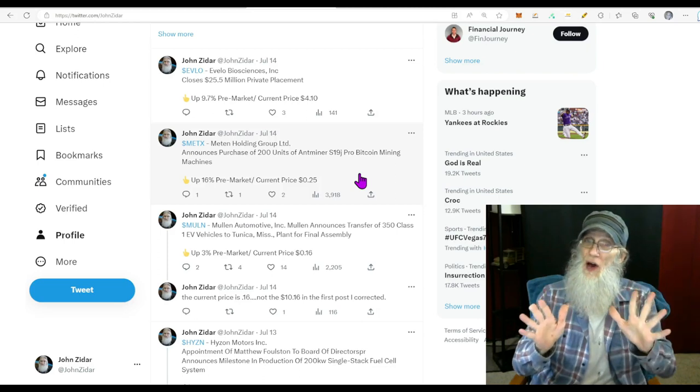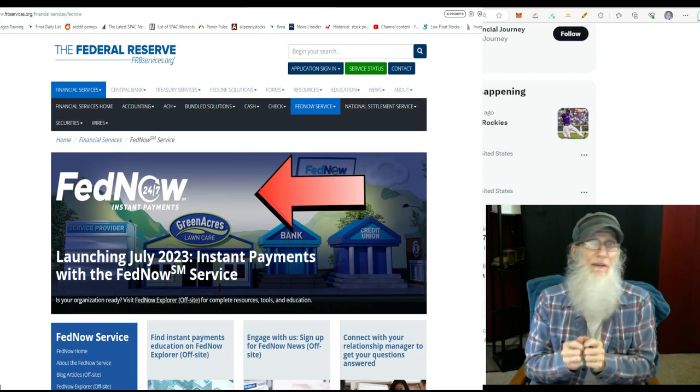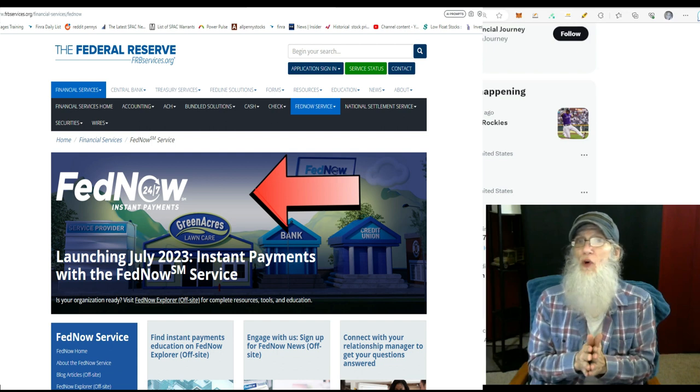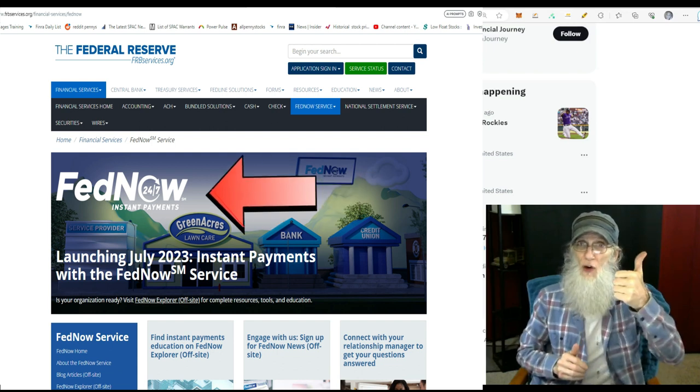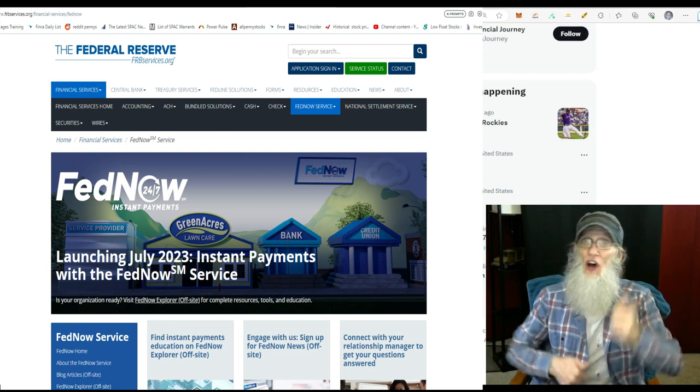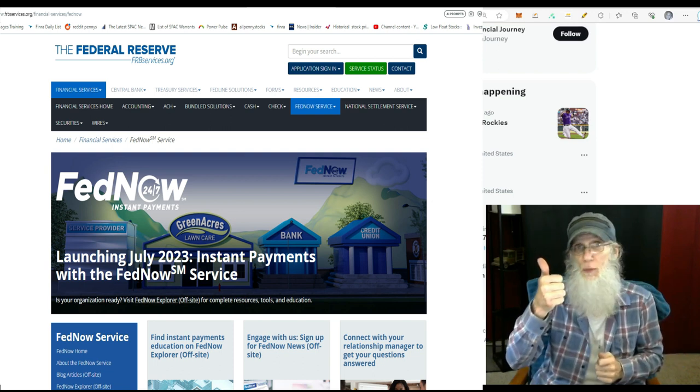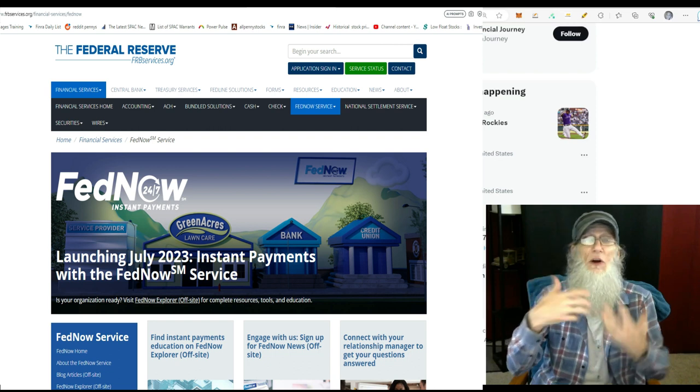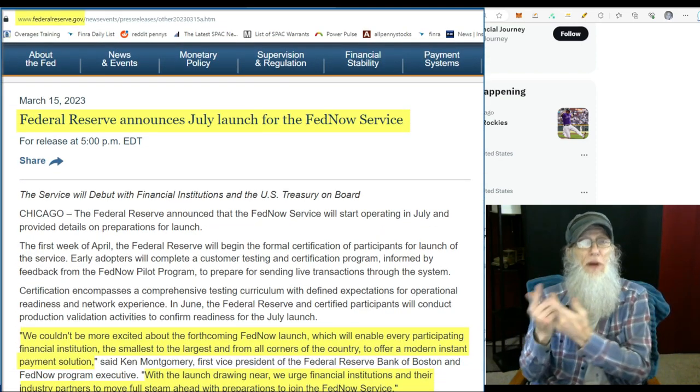Well, believe it or not, now in July, they've already launched one of the crypto dollars in America. The wholesale dollar has already been launched in over 100 banks. This is being used for business. The consumer dollar, which is also a crypto dollar, the Fed coin, is going to be for me and you. That's going to be coming later.